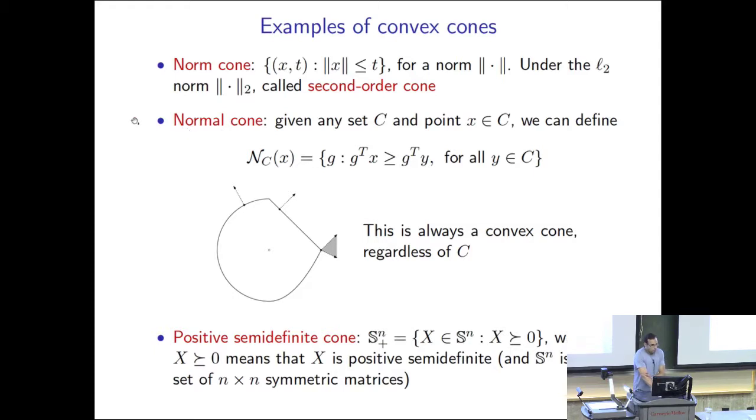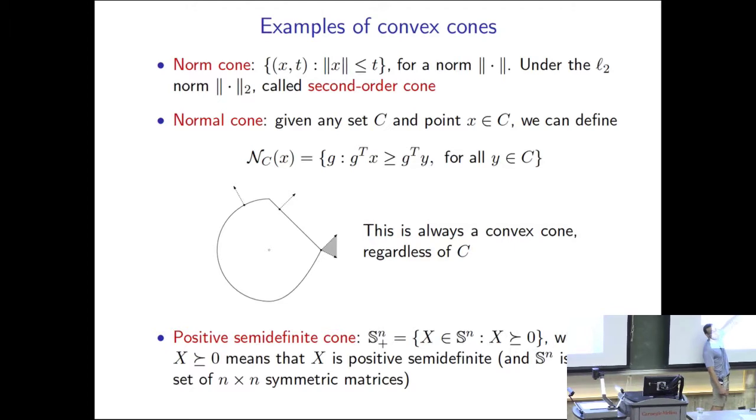Okay, another important convex cone is the normal cone. We're going to see this pop up quite a bit when we talk about subgradients. If you give me any set C, it doesn't have to be convex, and any point x that's in the set C, the normal cone of the set C at the point x, which we write as N subscript C of x, is the set of all vectors g such that the inner product of g with all points in the set is biggest at x. So g transpose x is bigger than or equal to g transpose y for all y in the set C.